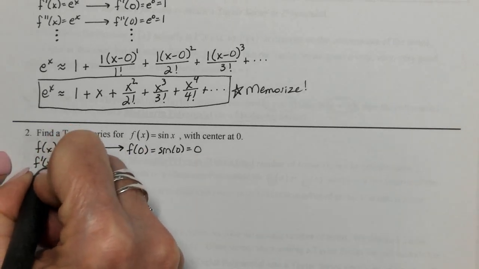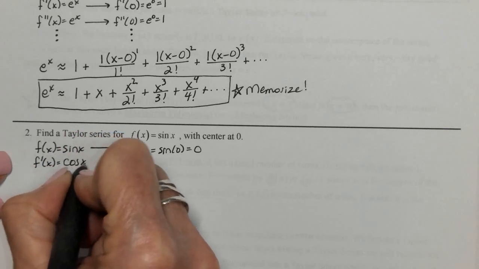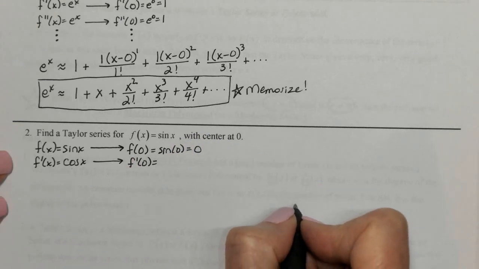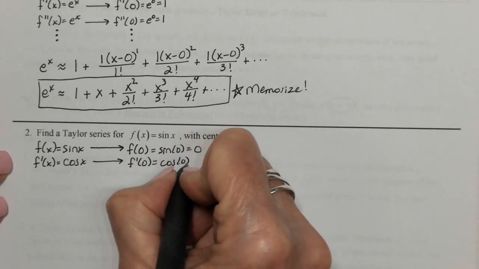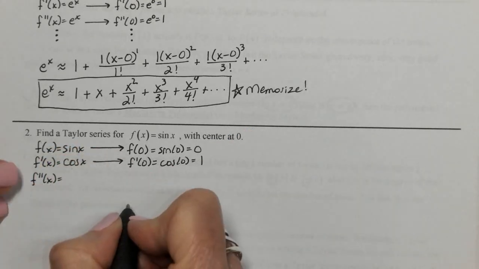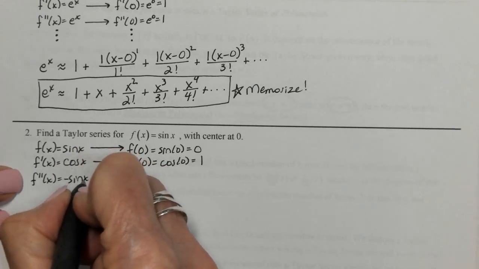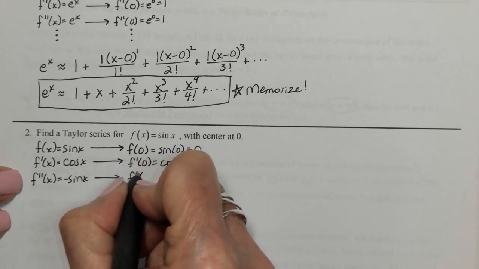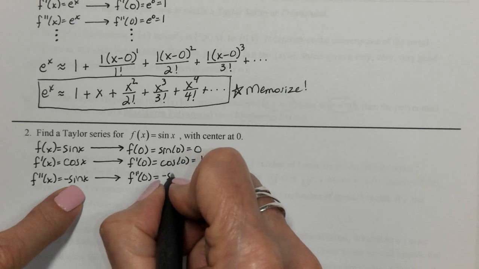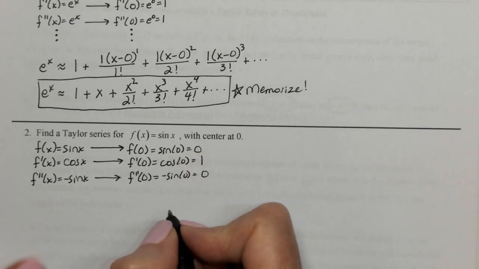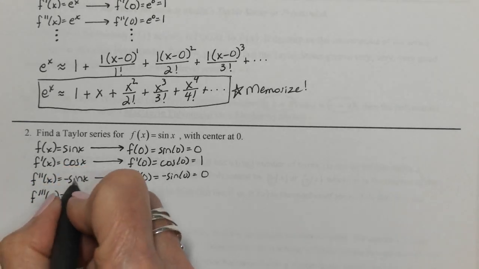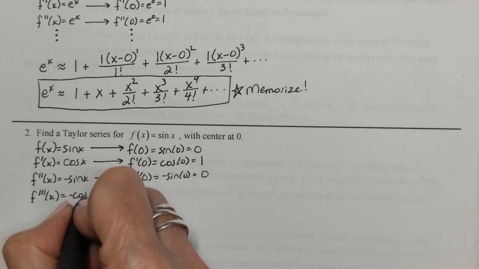Next up, f prime of x. Well, the derivative of sine is cosine. F prime then at the center 0 is cosine of 0, which is 1. Second derivative. The derivative of cosine is negative sine. So f double prime at 0 will be negative sine of 0, which is still just 0. Third derivative. The derivative of negative sine is negative cosine.